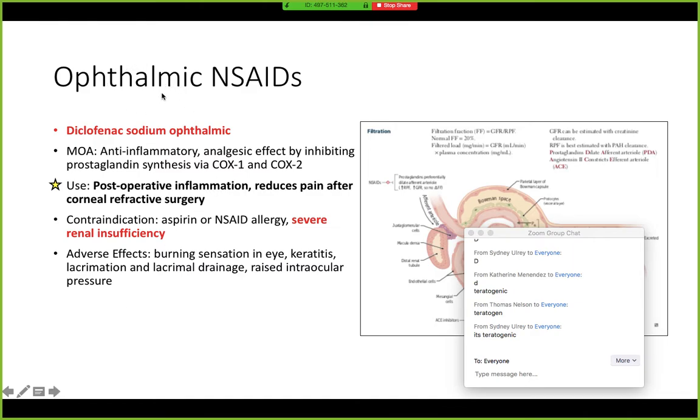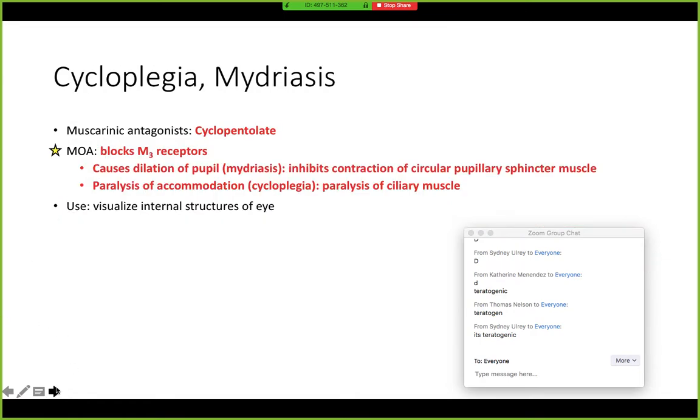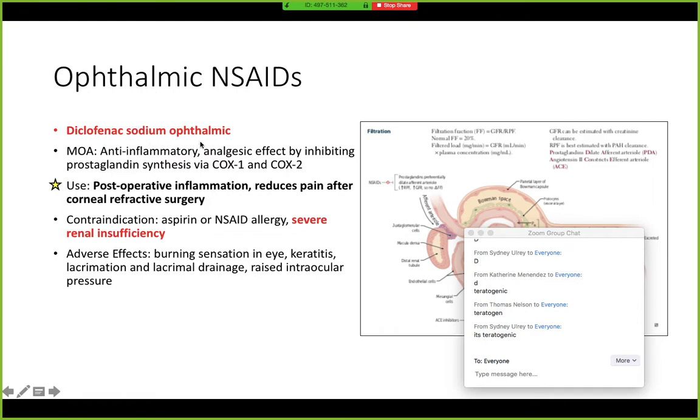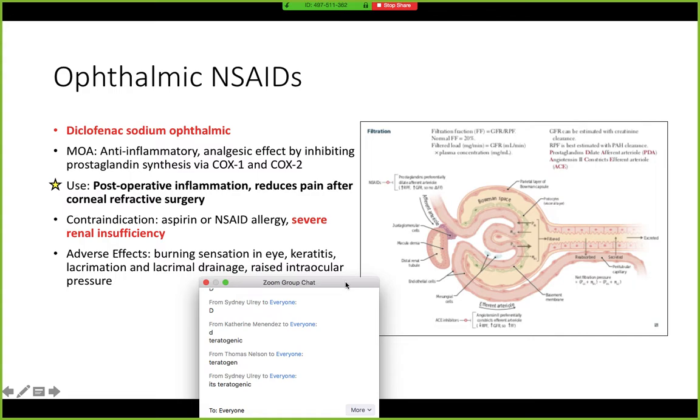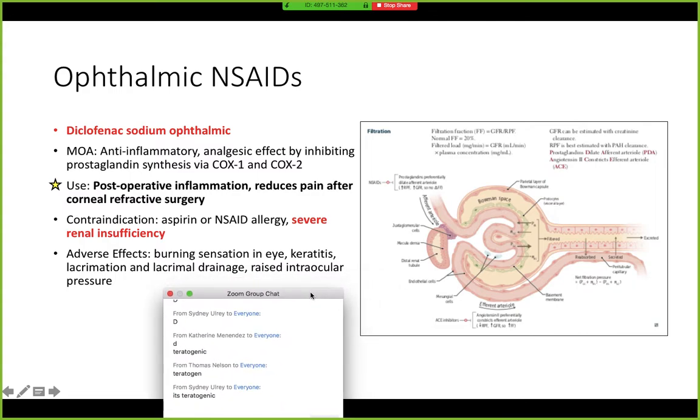The next one is your ophthalmic NSAIDs, diclofenac sodium ophthalmic. So this is used in post-operative inflammation, and it reduces pain after corneal refractive surgery. And he made a pretty big deal about making sure that you don't use this drug in patients with severe renal insufficiency.